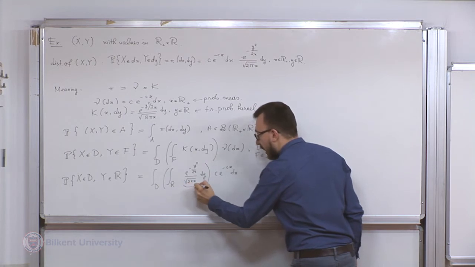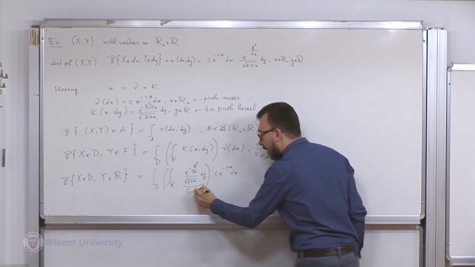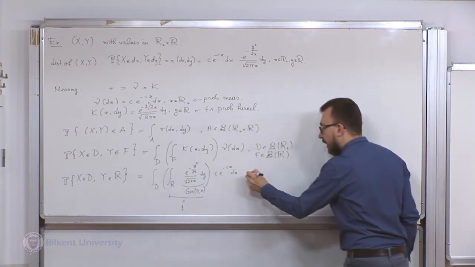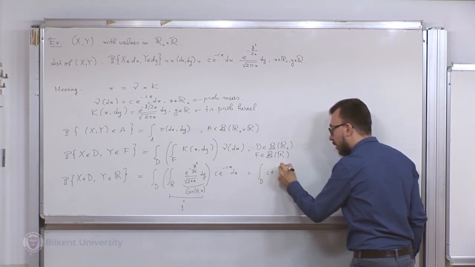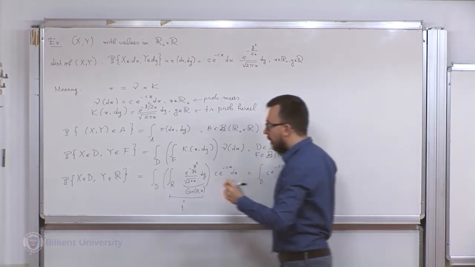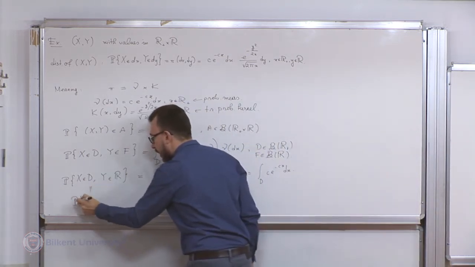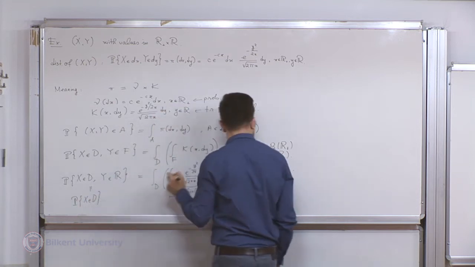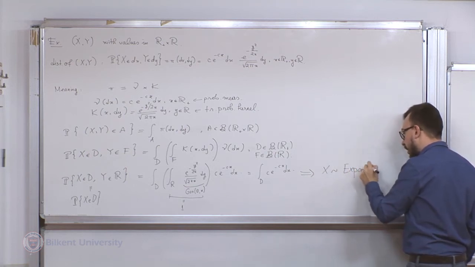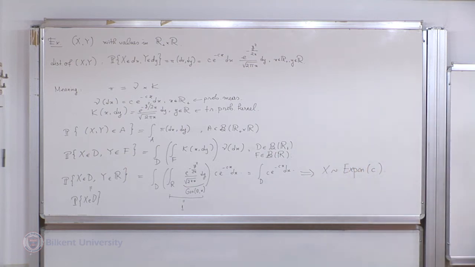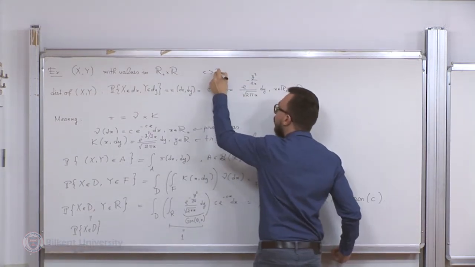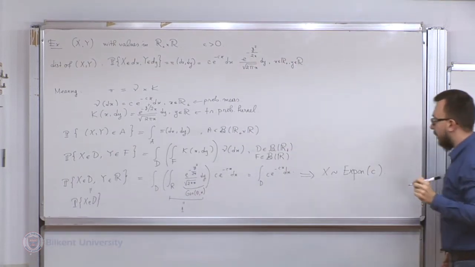So this is Gaussian distribution with parameters 0 and x. Therefore, this integral is 1. So we get that this is equal to this. So this is, in fact, the probability that X is in D. So we conclude that X has the exponential distribution with parameter c. And c was just a parameter, which is positive.